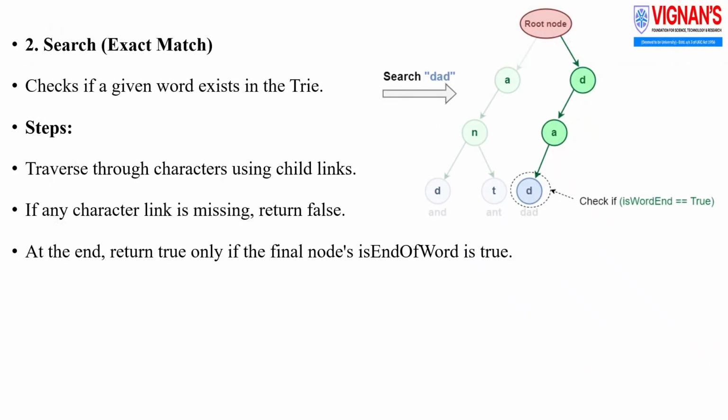Search, exact match. Search is an operation used to check whether a given word exists in the trie. To search for a word, we start from the root node and traverse through the characters using child links. For each character of the word, we move to the corresponding child node. If at any point the required character link is missing, the search stops and the result is false. After processing all characters, the search returns true only if the final node is marked as the end of a word. In this example, the word dad is searched, and the result is true because the last node is marked as a complete word.